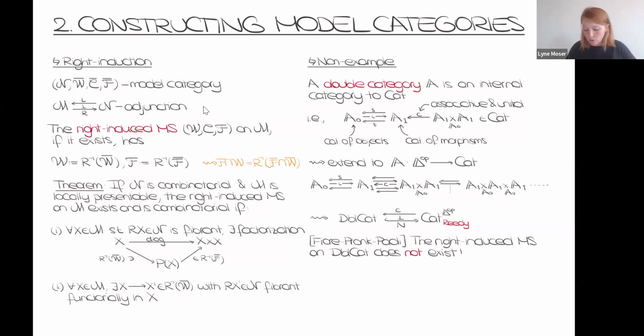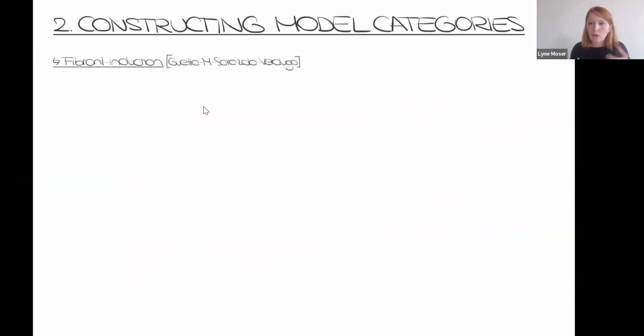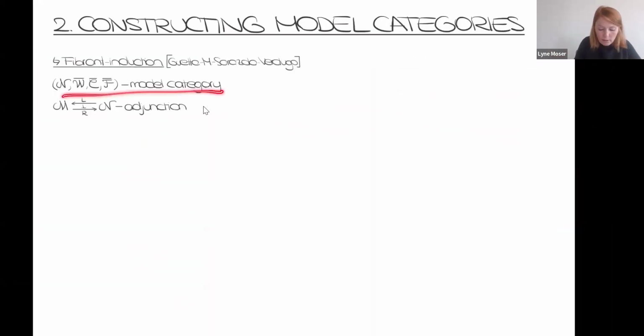So this shows that there are some cases where right induction doesn't work. This is where we start to ask ourselves whether there is a weaker way of inducing a model structure along an adjunction that would give more examples in practice. We call this fibrant induction. Everything I'm going to say now is joint work with Guetta, Sarazola, and Verdugo. We start exactly as before, with a model category and an adjunction.